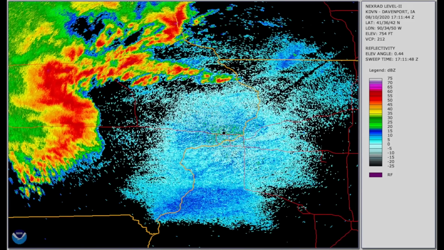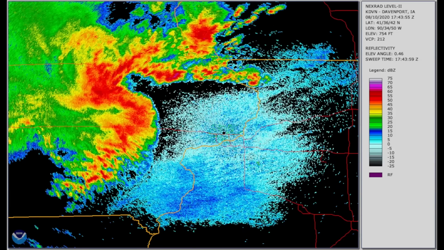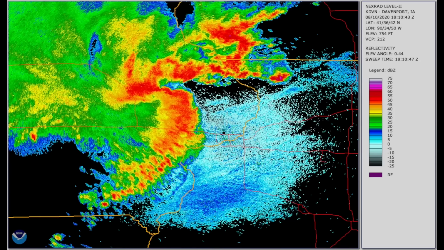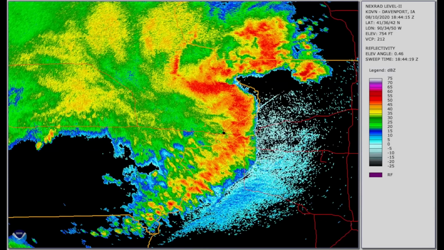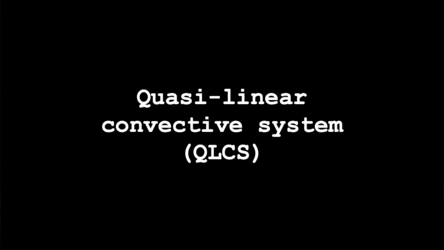Alright, let's briefly switch gears from supercells to convective systems. Unlike a supercell, which tends to be more isolated, a convective system consists of a number of storms in close proximity to one another, often organized in a linear fashion. The technical term for these kinds of systems is mesoscale convective system, or MCS for short. The most prototypical type of MCS is the quasi-linear convective system, or QLCS, more commonly known as a squall line.